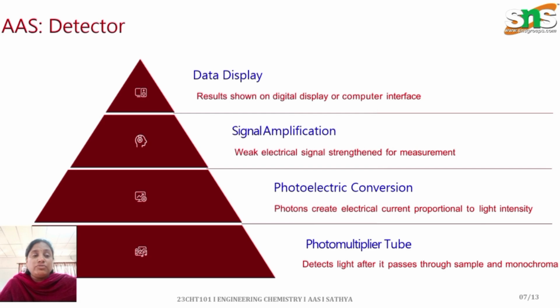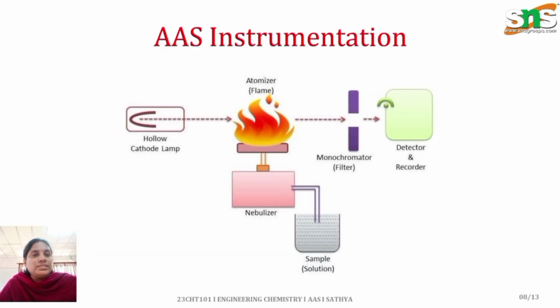Photoelectric conversion. In photoelectric conversion, we all know about the detector. The photons create an electrical current from the light energy. The photomultiplier detects the light after it passes through the sample and monochromator. So this is the basic instrumentation part of the AAS.